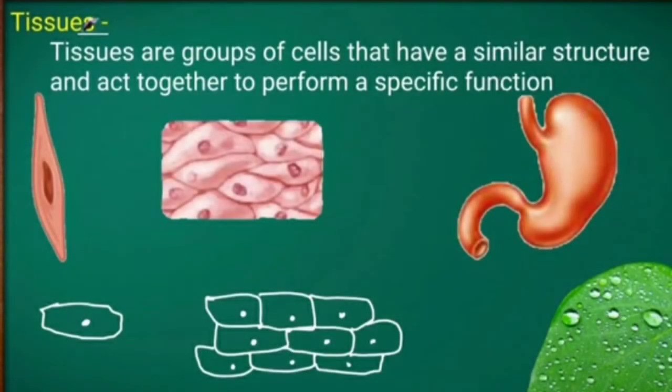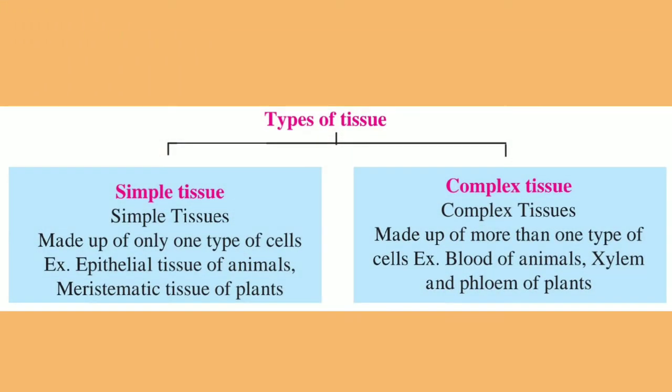Tissues are groups of cells that have a similar structure and act together to perform a specific function. So, tissues are present in our body. Now further, these cells or tissues are divided into two groups: simple tissues and complex tissues.